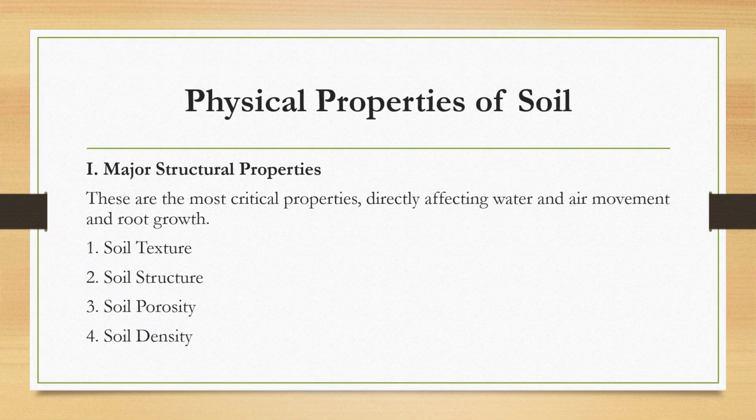The first one is soil texture. Soil texture is the relative proportion of the three mineral separates, that are sand, silt, and clay. It is a permanent property that dictates the soil surface area, which influences the water holding capacity, nutrient retention and drainage.